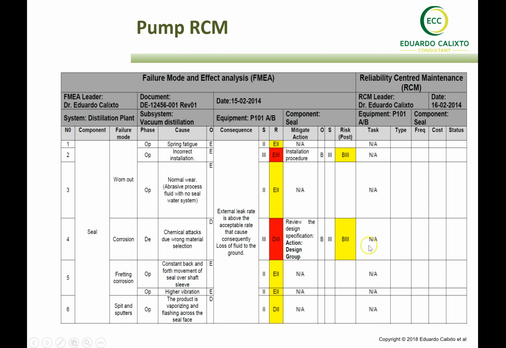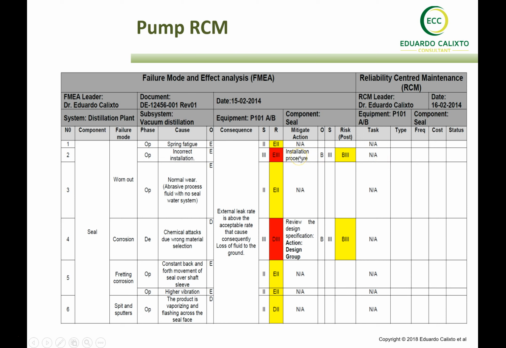So here we have other critical issues. During the RCM, the FMEA was already defined. For example, one of the causes of the seal wear out is wrong installation, and during the RCM it was established that there needs to be a pump or seal installation procedure. So it's not necessary to repeat it here because that will be the same action.